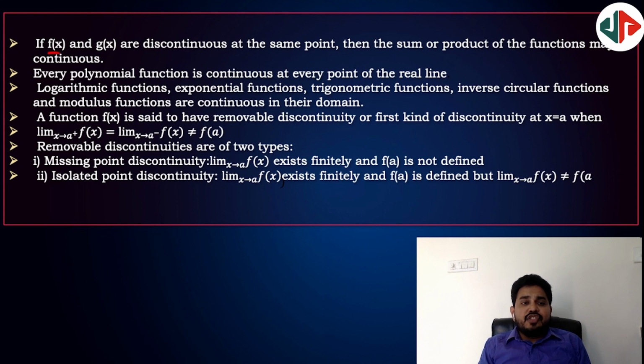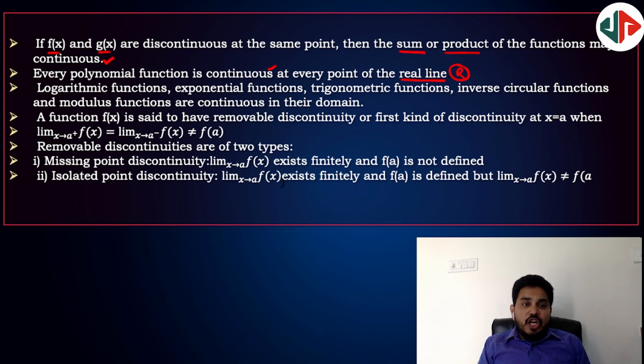So here, the next point. If f of x, g of x are discontinuous at the same point, then their sum or product of the function may be continuous. Sum of two discontinuous functions may be continuous. It's not guaranteed, but may be continuous. Every polynomial function is continuous at every point of the real line. Real line means the real number system. In the entire real number system, every polynomial function is continuous.